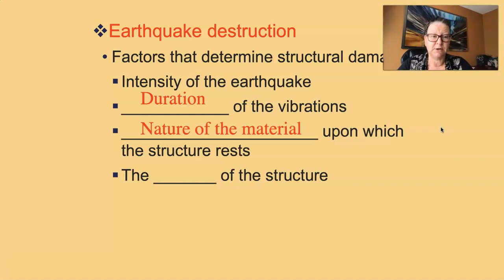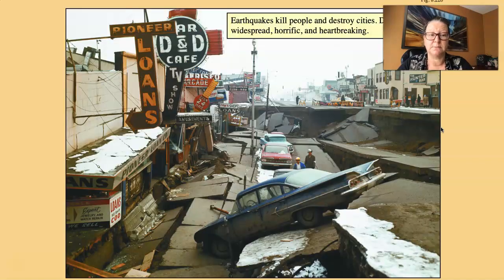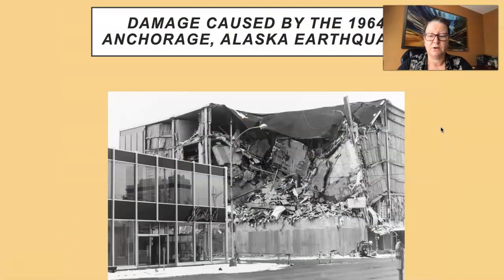The nature of the material upon which structures are built is very important. And the design of the structure. We've learned in California that there are certain designs that withstand shaking a lot better than others. Here's some of the damage from the Alaskan earthquake. Here's some building damage showing a former J.C. Penney's that was pretty much demolished next to this building, which has lots of glass in it that didn't seem to fail at all.